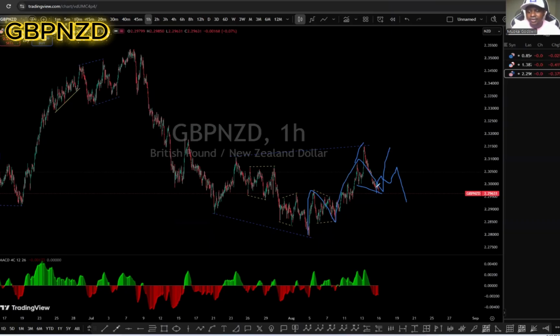So price could give us a correction or maybe a push to the upside. Regardless of what happens, I'm not interested in the buy. I'm only looking for the opportunity to move to the downside for British pound, New Zealand dollar. Okay.